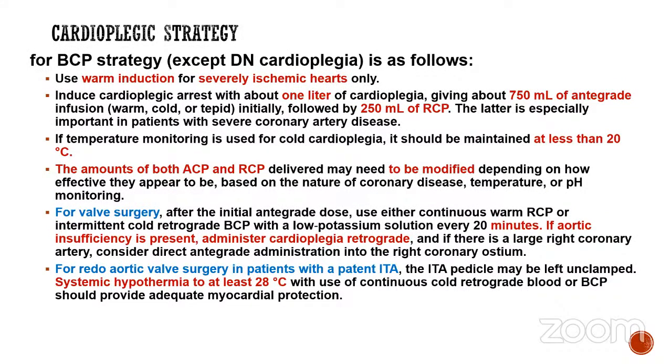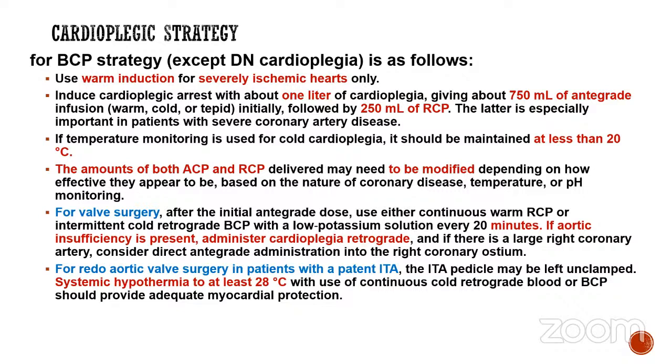So for blood cardioplegia strategy, this is an example of a strategy that can be used. You can use warm induction for severely ischemic hearts and use cardioplegic arrest with about 1 liter of cardioplegia. You give about 750 milliliters of antegrade infusion, followed by 250 ml retrograde. And the latter is especially important in patients with severe coronary artery disease.